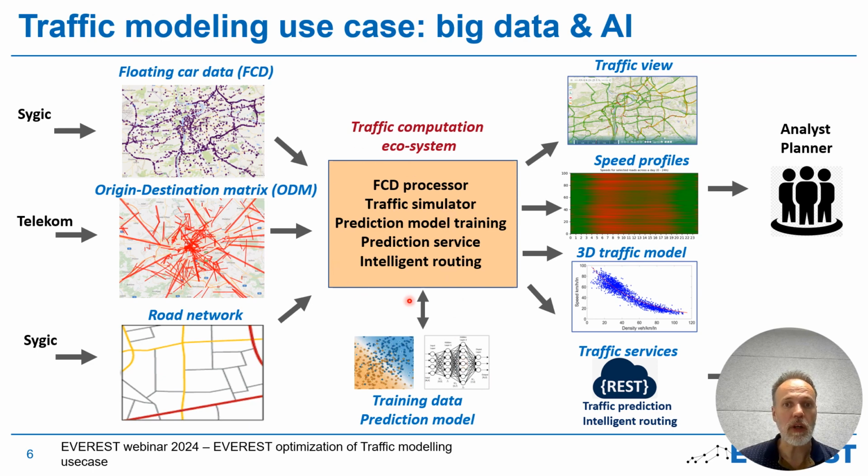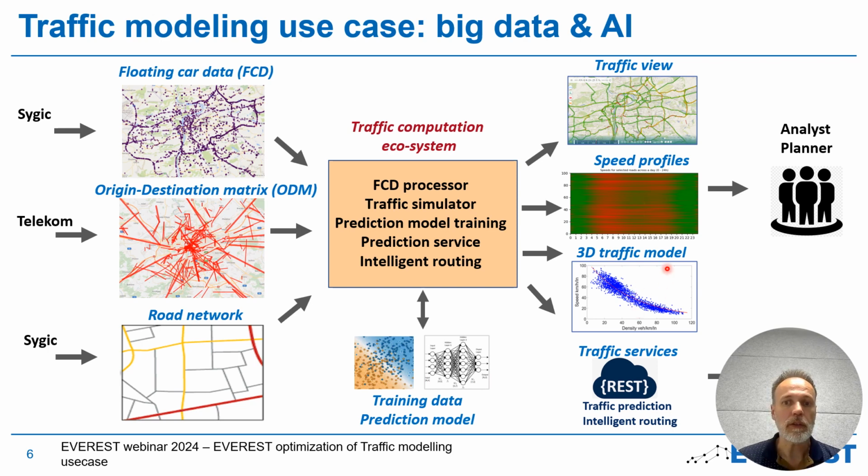As well as our computation system generates direct output, such as traffic view and speed profiles. Speed profiles are a kind of long-term traffic prediction, which gives you the information what will be the speed of a particular road segment at 7 a.m., 8 a.m., 8:30. So at whatever time instance across the whole week.